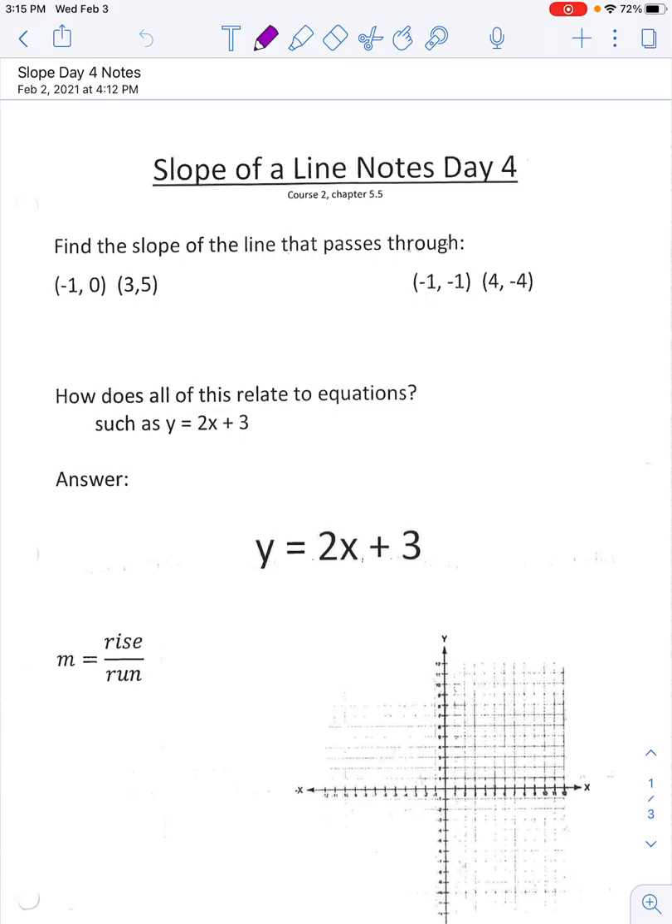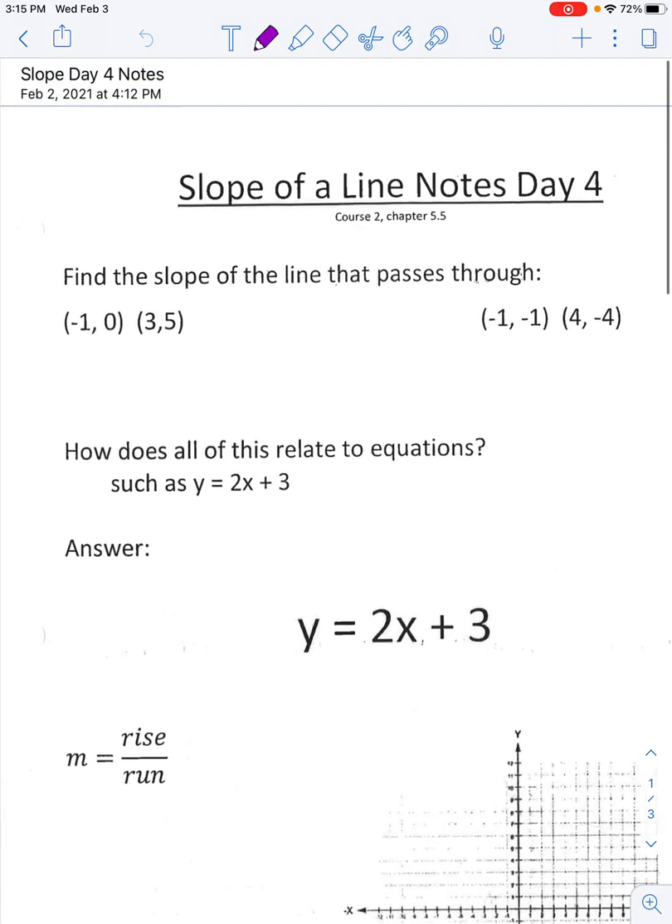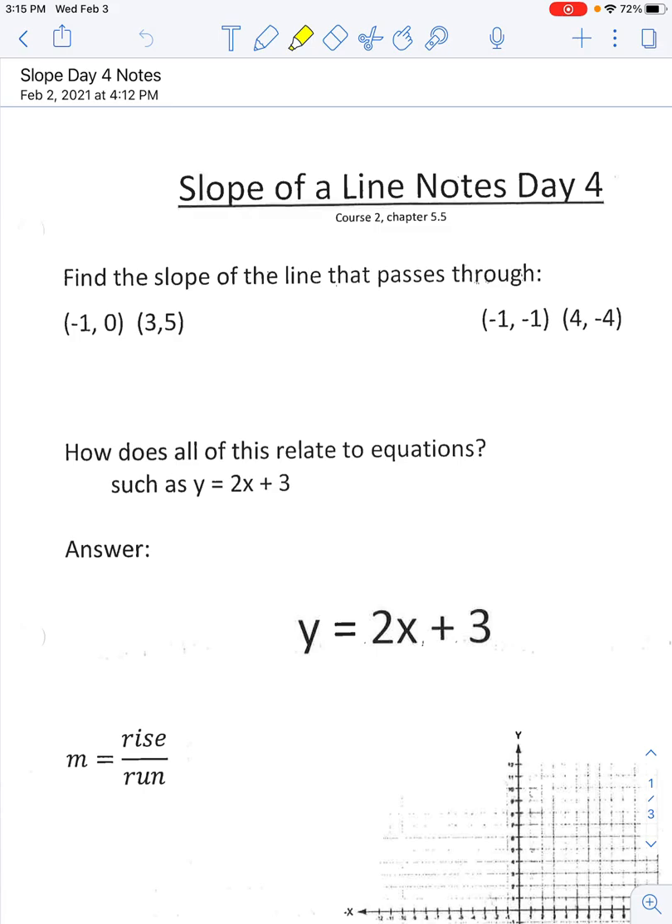We're going to do some notes and practice over slope-intercept form today. Okay, so this would definitely be new. I've got a little bit of review and a lot of what's new today. So pull up your notes, follow along, please. First two, we are just doing a review.